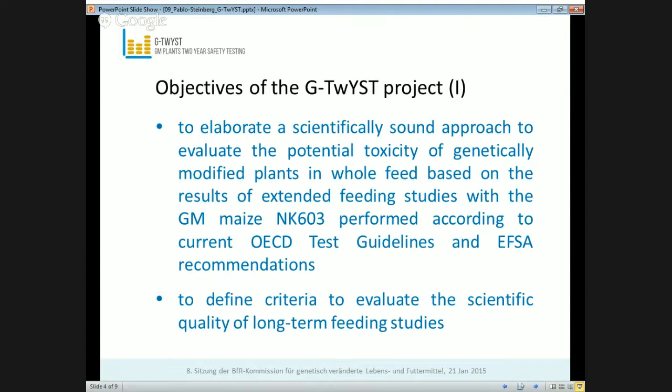Another thing which we are working on, and quite intensely, is to define criteria to evaluate the scientific quality of long-term feeding studies. There are a number of publications out there, and we are always confronted with the question, are they of a quality that could be used by the risk assessors to make the statements yes or no, and we're putting together a number of these quality criteria for the evaluation of such feedings.